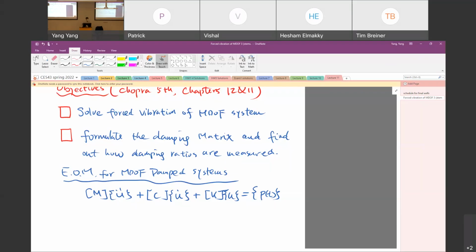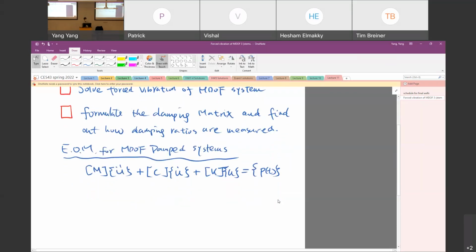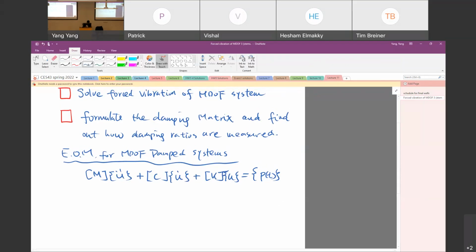what is going on behind the black box, especially some fundamental understanding that helps us to avoid mistakes when we do analysis here. So we can assume a solution in this way if we want to solve that theoretically. Very similar to what we did for the SDOF system.